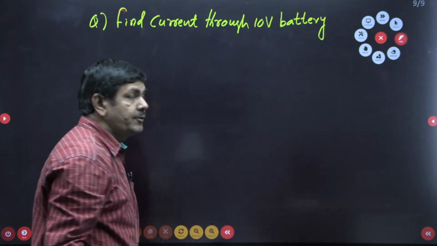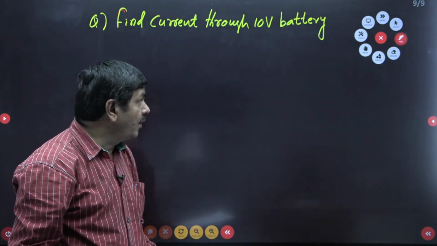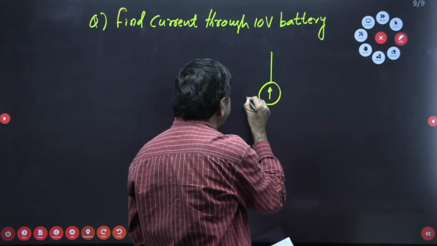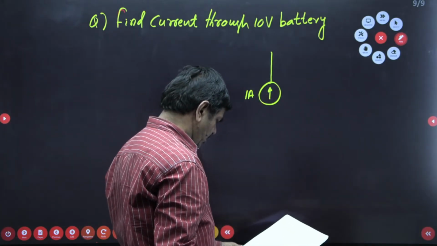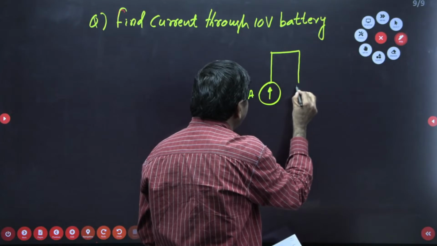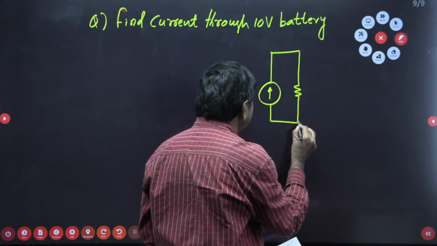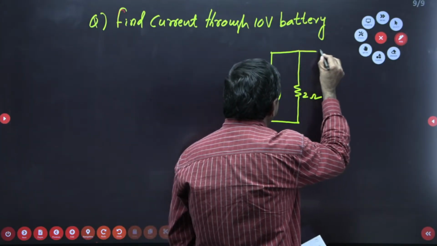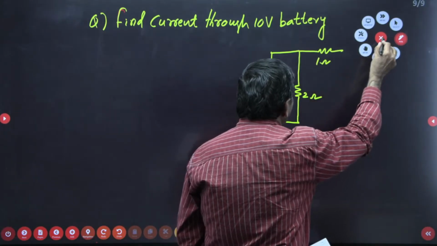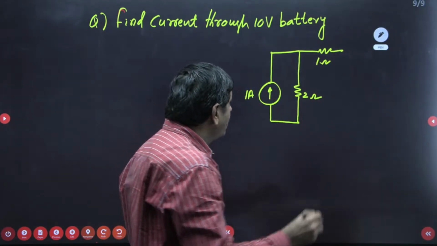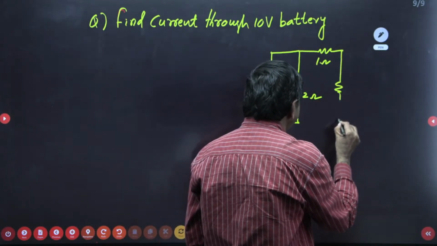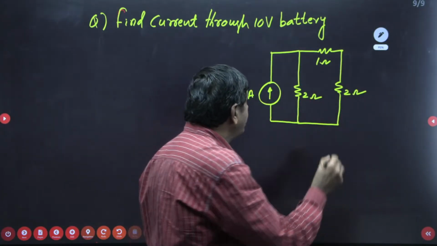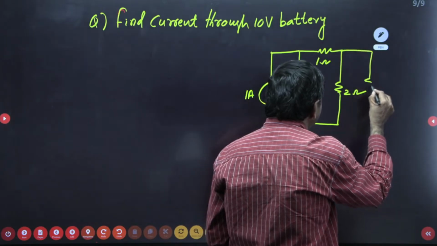Now, how the network is given, you see here. The given network has a 1 ampere current source connected here. A 2 ohm resistor is connected here, and a 1 ohm resistor is connected here. A 2 ohm resistor is connected on this side, and a 1 ohm resistor is connected on this side.